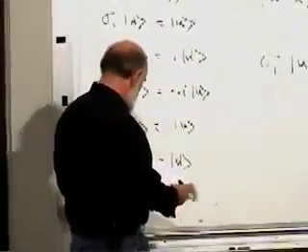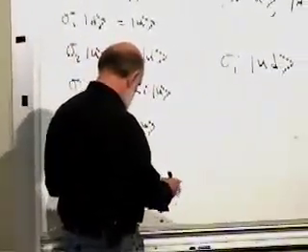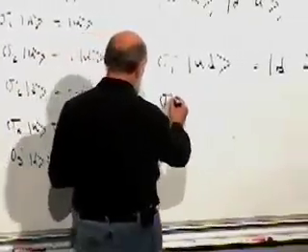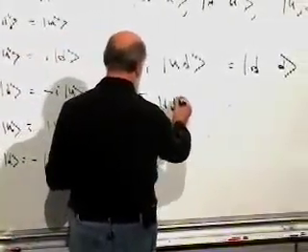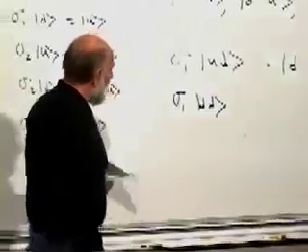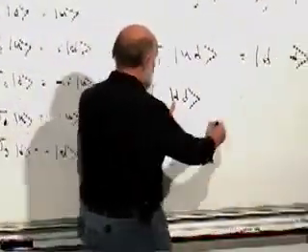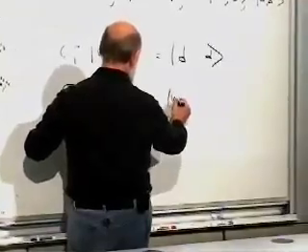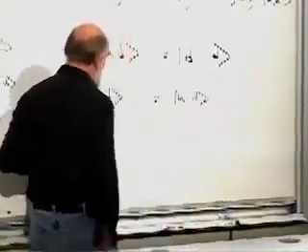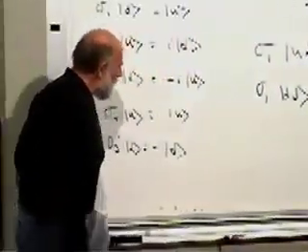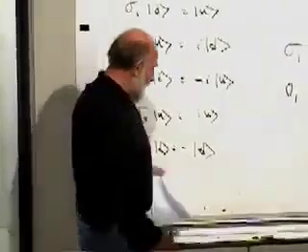Let's do another example. Let's do sigma 1 on down, down. Well, again, it does nothing to the second electron, and it flips the first electron up. Up, down. Okay, so you see what I mean by saying the second electron is passive.